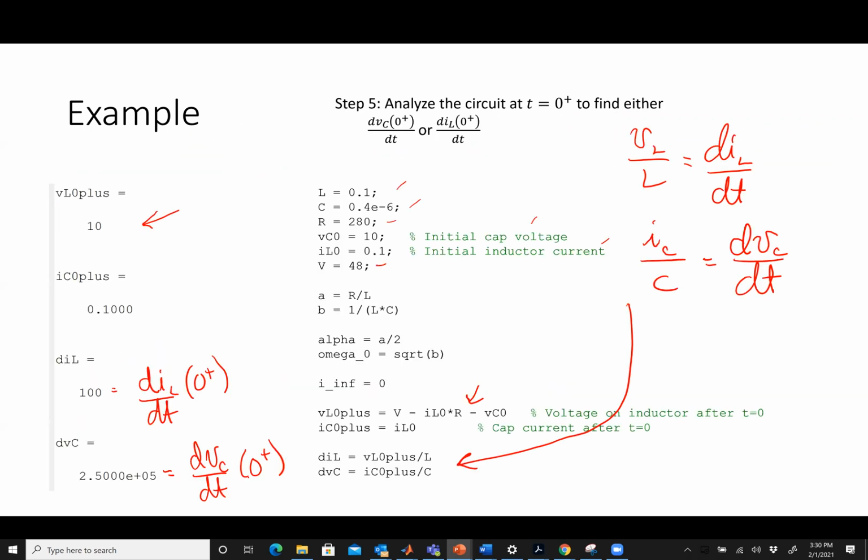Okay. All right, questions about that? I have another question. How is it that for 0 plus the inductor and the capacitor can be changed to a current and a voltage source respectively?